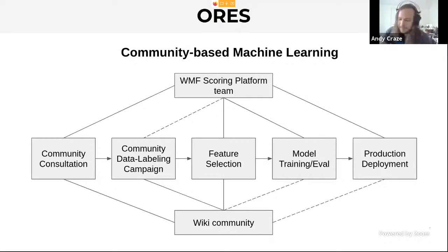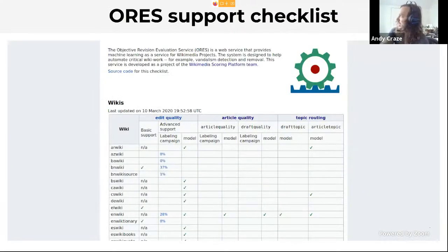And a difficulty is how do we scale it? There are all these different multilingual communities. Everyone's a volunteer. How do we keep track of things? The way that we did this with ORES is the ORES support checklist. Essentially this is a public registry, a static website hosted on Toolforge here at the foundation. It gives you a list of the wikis, where they're at in the labeling campaign, and lets you know if a model's available, the status on that.